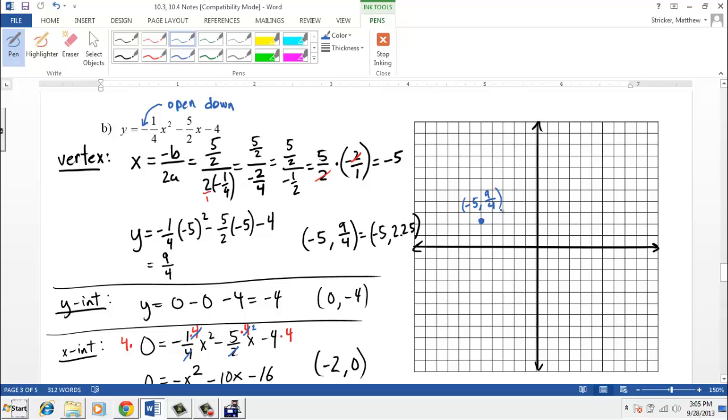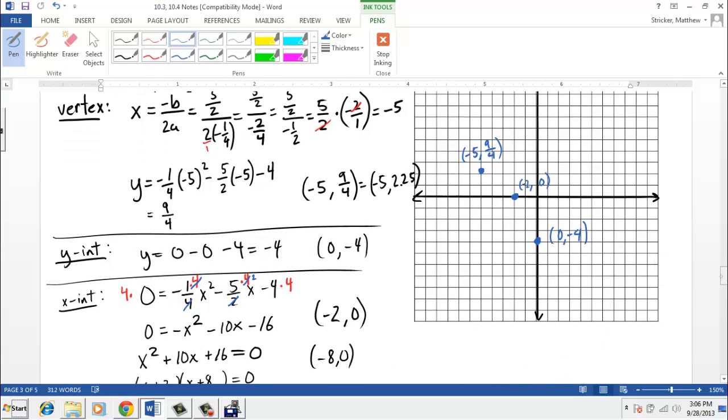We have the Y-intercept at 0, -4. We have an X-intercept at -2, 0. Then another one at -8, 0.